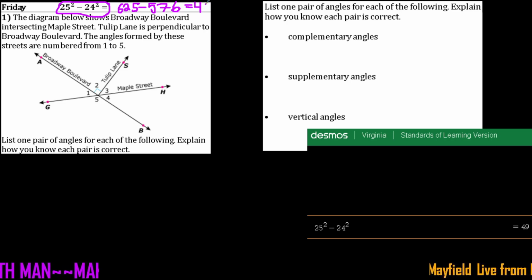If we were solving for a missing leg in a right triangle, we would then take the square root of both sides to solve for that missing leg value. But for right now, we're just evaluating this expression. So we get 49 for that amount.